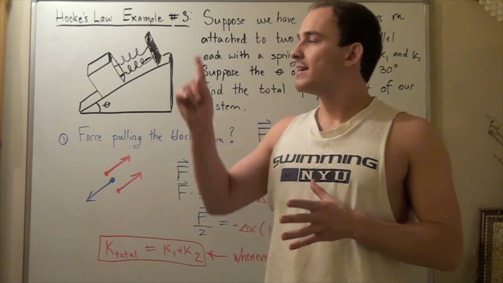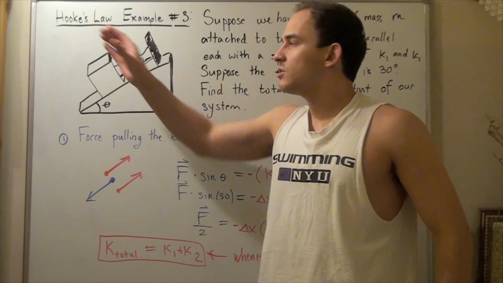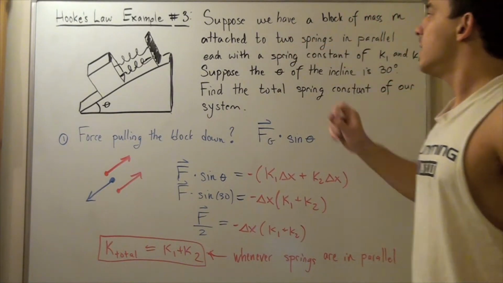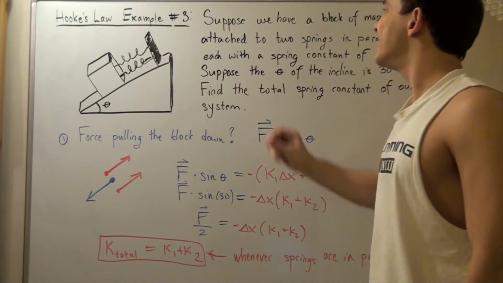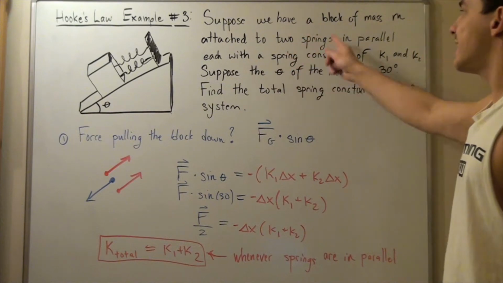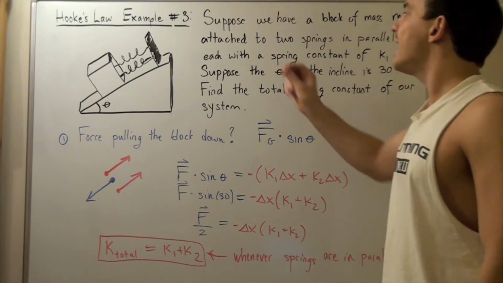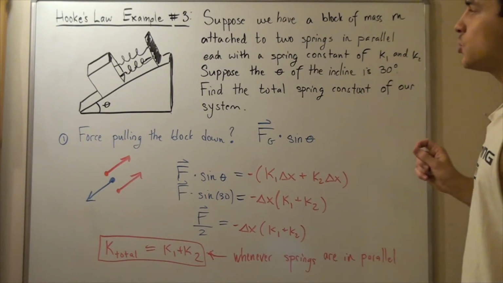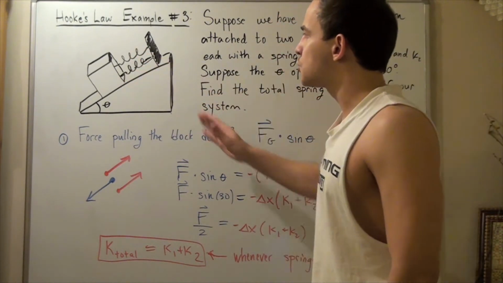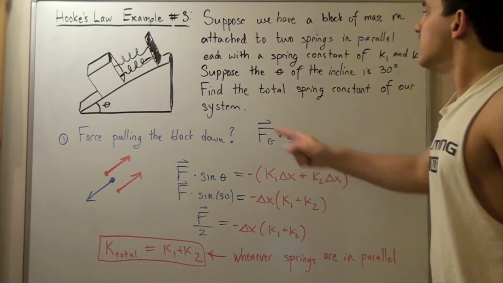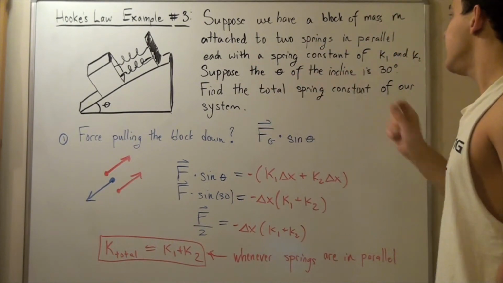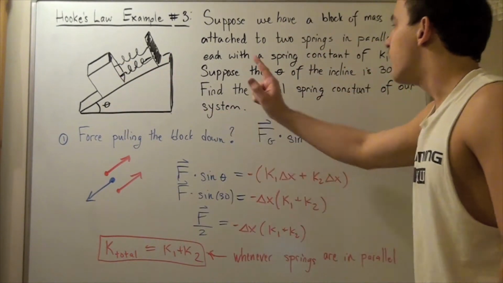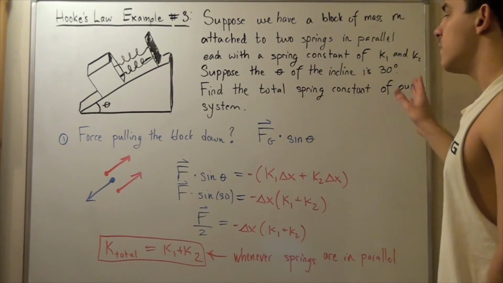So let's look at example number 3 that deals with Hooke's law. Suppose we have a block of mass m placed on an inclined plane, attached to two springs in parallel to one another, and each spring has a spring constant of K1 and K2. These springs are attached to a wall. Suppose the angle of the incline is 30 degrees. So this angle is 30 degrees. Find the total spring constant of our system.